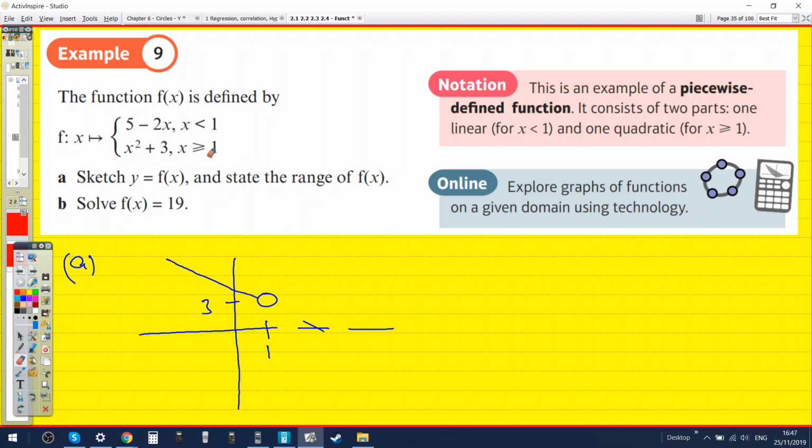And then you would continue the rest of the graph. So what do you get when x is 1 for the second graph? 4. And so when x is 1, this one is 4. So that's going to be up here. And then you would just draw that graph x squared plus 3. And that would just be a normal x squared graph, so it looks something like that.